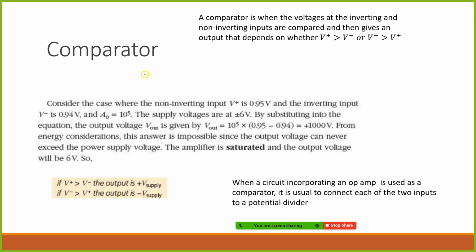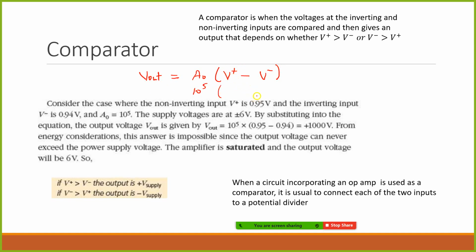So let's look at the equation. V out is equal to A naught, which is the open loop gain, times the voltage at the non-inverting minus the voltage at the inverting. At all times, ladies, you have to write the equations as such. If you write it incorrectly, writing the voltage at the inverting first and the voltage at the non-inverting after, then it's going to be wrong. So don't do that. In this case, positive comes before negative. So now let's put in the values. My gain is 10 to the power 5.